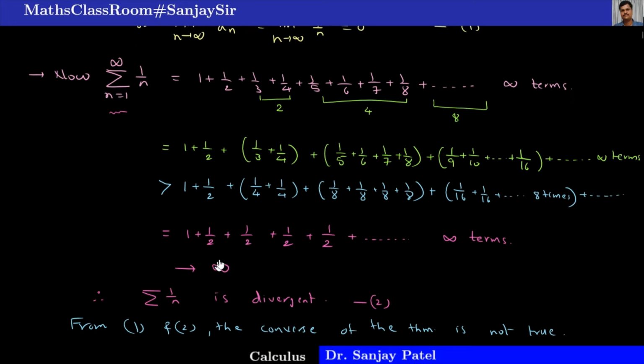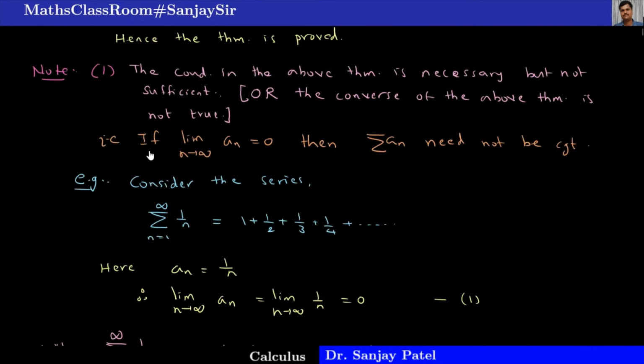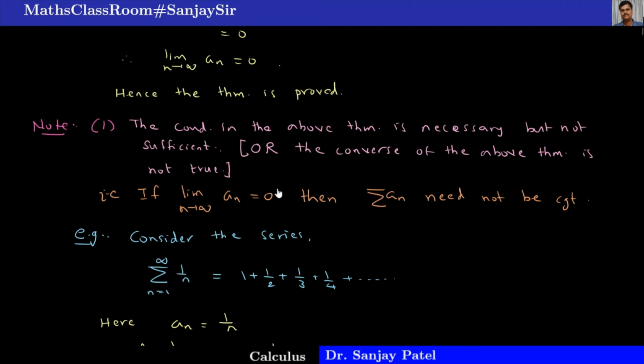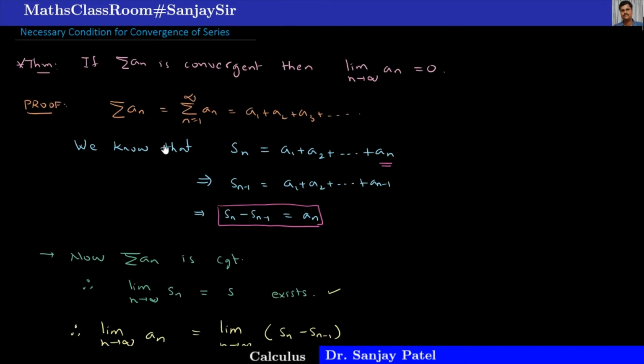So this is my first remark, in which we have discussed that the main theorem is: if sigma an is convergent, then limit of an is 0. The converse is not true. This condition is only necessary but not sufficient. If sigma an is convergent, then limit as n tends to infinity of an is equal to 0. It means if a series is convergent, it is necessary that the nth term must go to 0 as n tends to infinity. But the converse is not true.